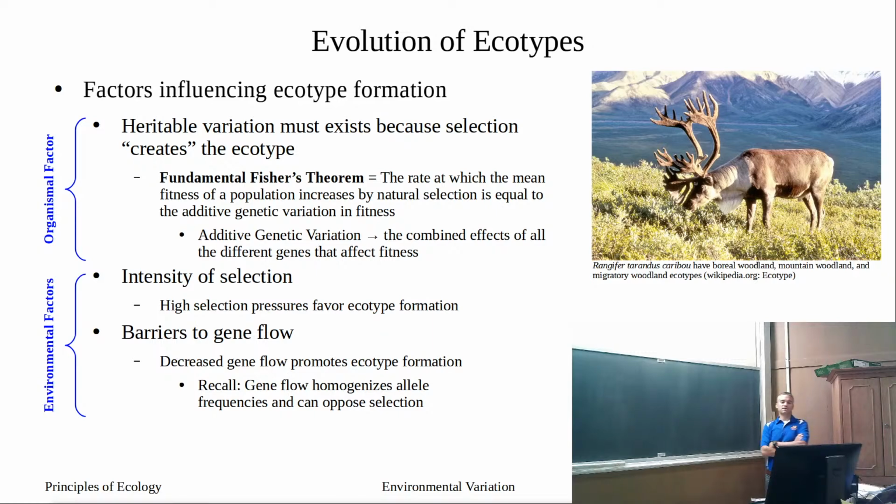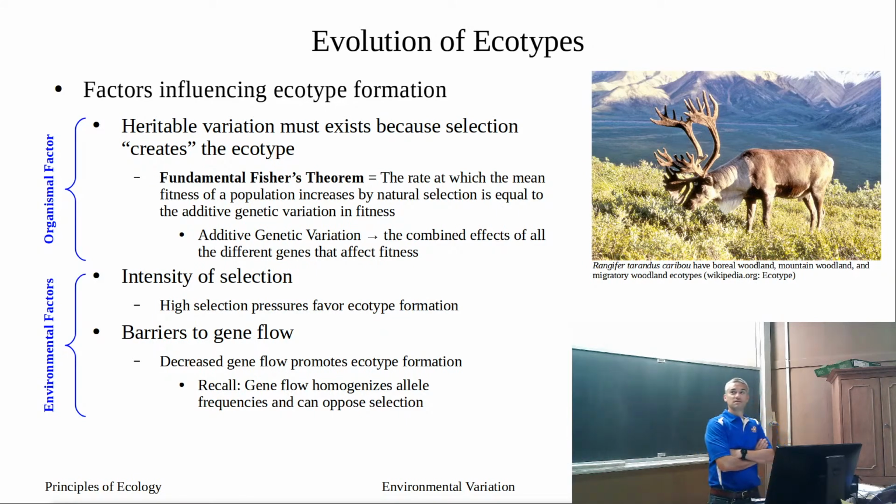Fisher actually developed a theorem for it. This is Fisher's fundamental theorem. So the rate at which the mean fitness of the population increases by natural selection is equal to the additive genetic variation in the fitness.